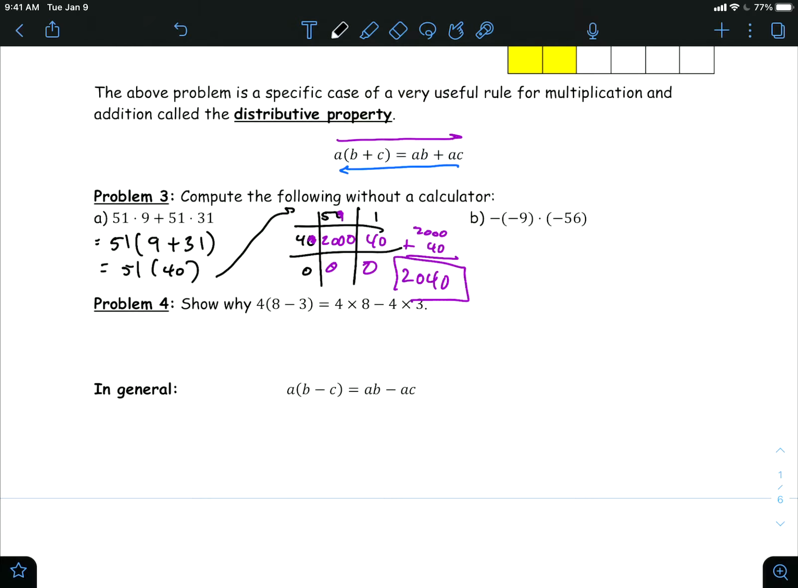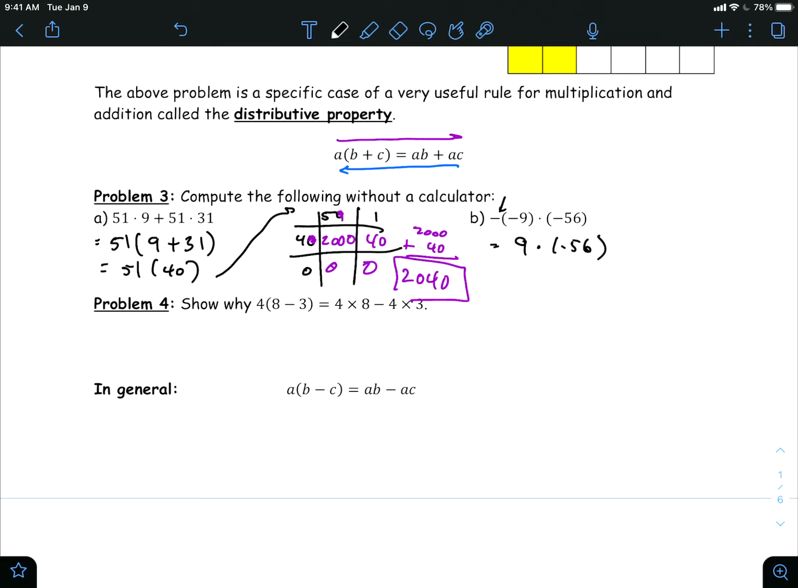Do we like dealing with negative numbers? If I ever see anything like a negative and a negative, I try to get rid of it because it will lead to problems down the road when you have multiple negatives going on in a question. So if there's ever the opportunity to get rid of a negative, I would take it. Okay. So I would turn this into 9 times negative 56. Does everybody agree?